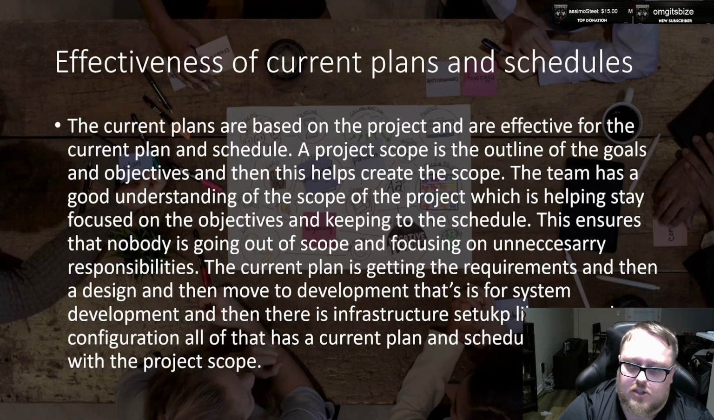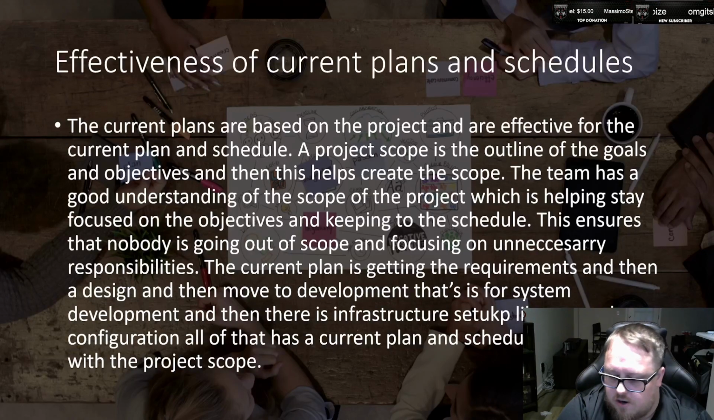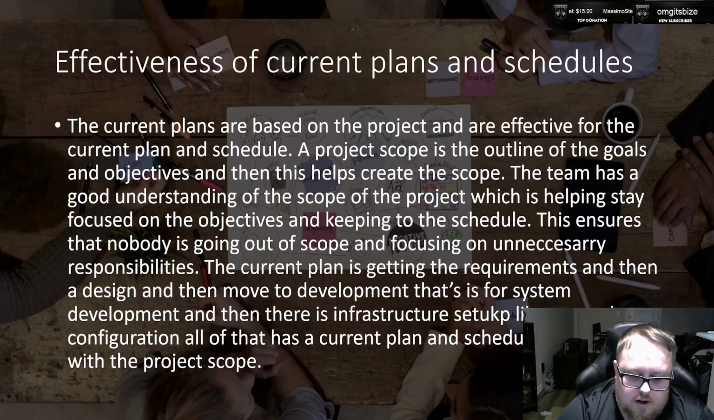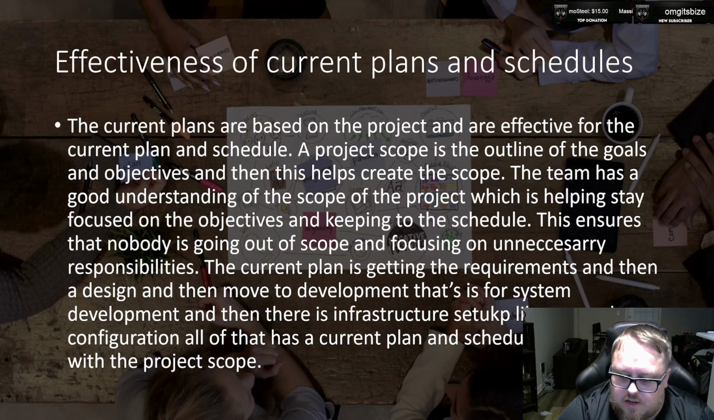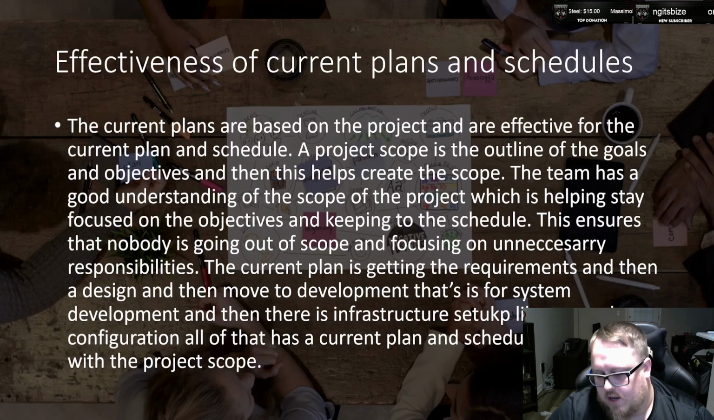This ensures that nobody's going out of scope, focusing on necessary responsibilities. Referring back to setting up the network or setting up the GUI and trying to create it perfect, when we really just needed to meet the objectives and the requirements of the project at that point. Then it goes into the infrastructure setup, like network configuration. All of that has a current plan, which does align with our project scope.